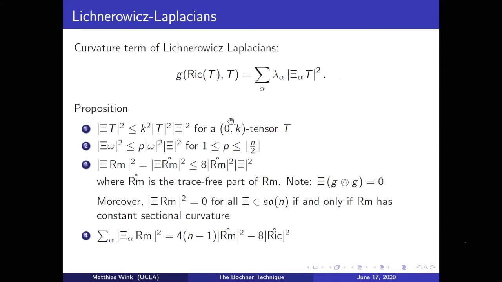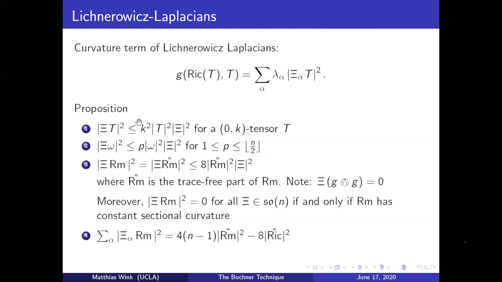Okay, so if we have a (0,k) tensor, then we've got k components for vector fields to plug in. How big can each individual piece be? And the answer is it can be at most k squared times the norm of T times the norm of our skew-symmetric map. So the factor that we're interested in is this k squared. And for any tensor, k squared is going to be good enough.